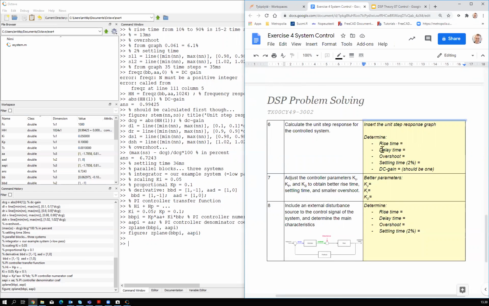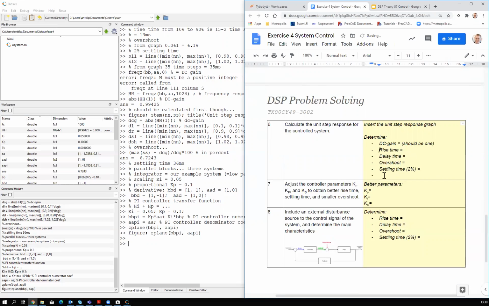All right, and then again, the DC gain doesn't necessarily have to be 1, by the way.